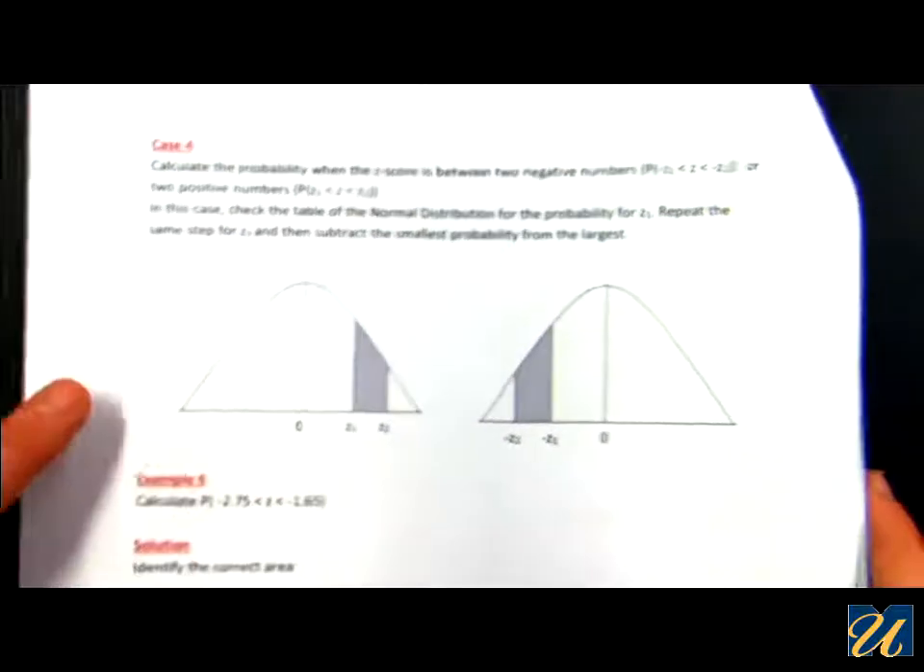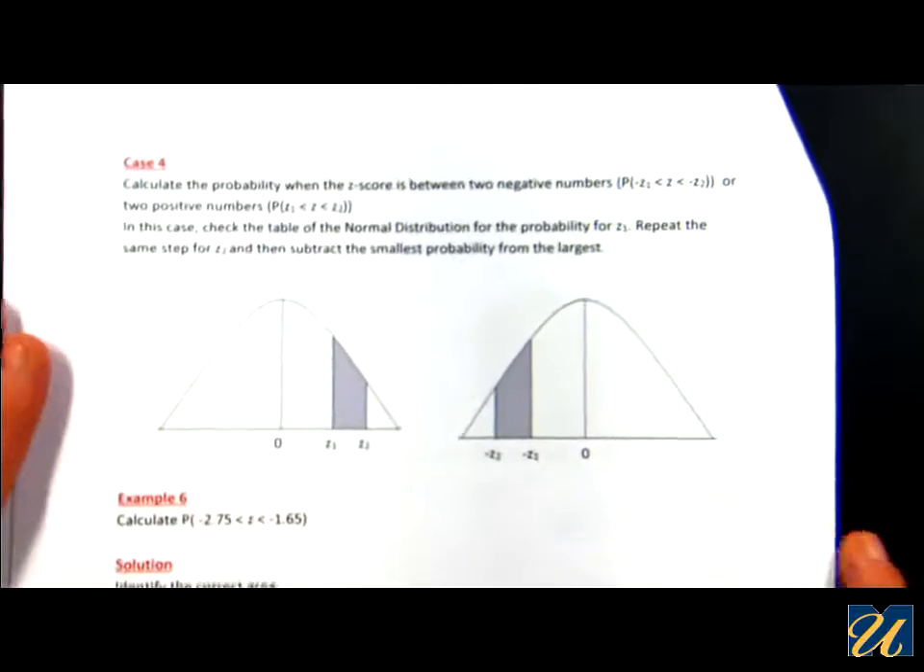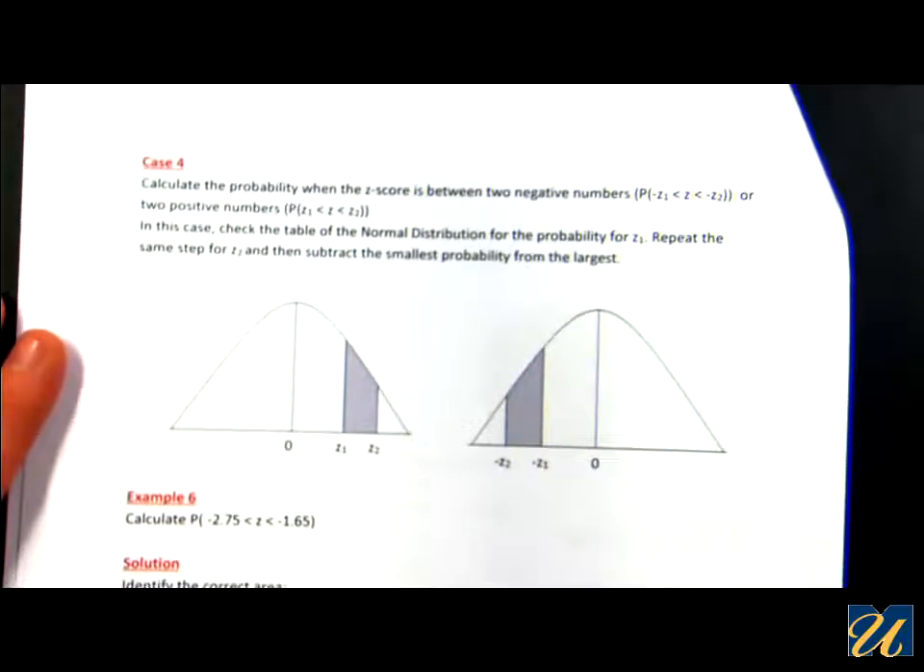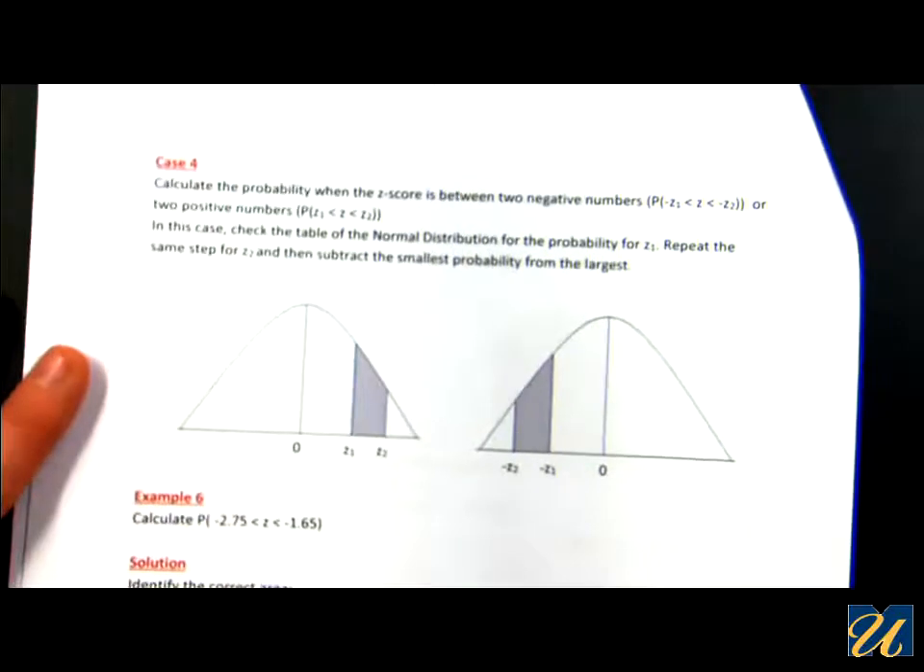For the next case, calculate the probability when the z-score is between two negative numbers, two negative z-scores, or two positive numbers, two positive z-scores. In this case, we check the table for the normal distribution for the probability for z1. We repeat the same steps for z2, and then we subtract the smallest probability from the largest.